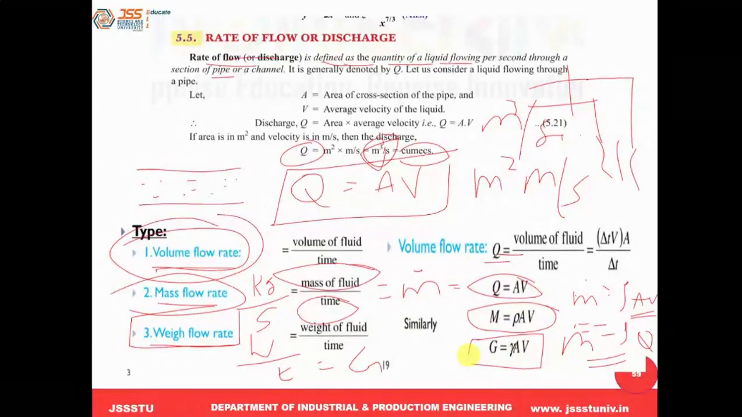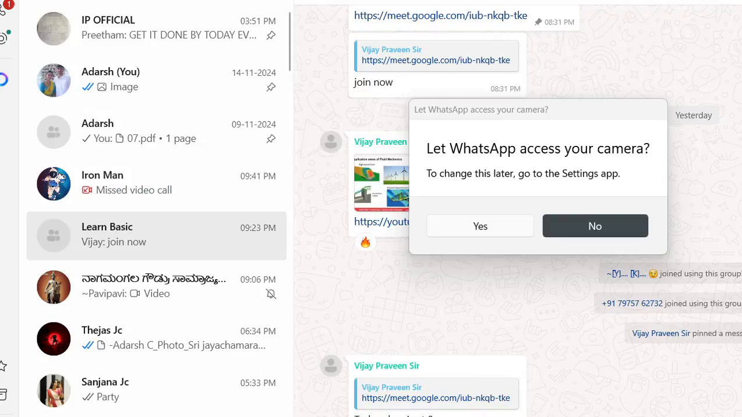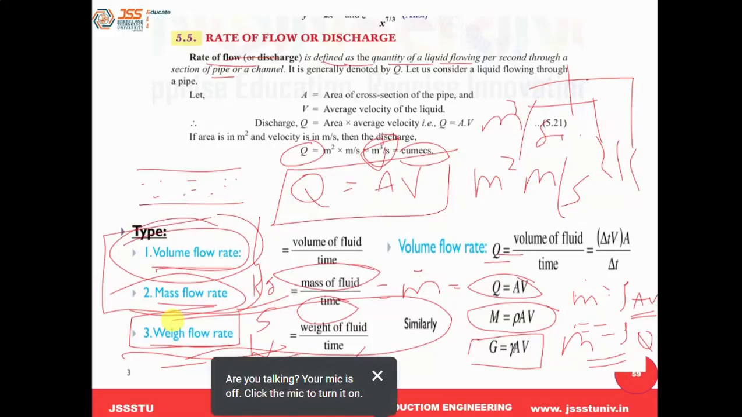Out of these three, which is more useful? We do not measure weight. Either we measure volume flow rate or mass flow rate, either m dot or Q. Popularly we measure Q, the volume flow rate. We are not going to measure the weight of any fluid. In fluid mechanics problems we calculate either mass flow rate, or in most cases the volume flow rate. Am I clear?